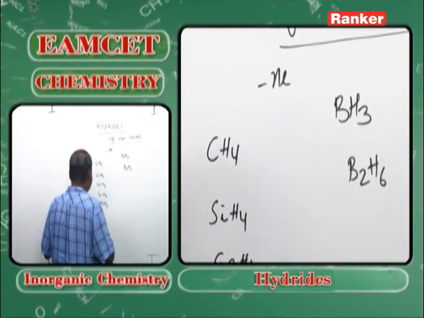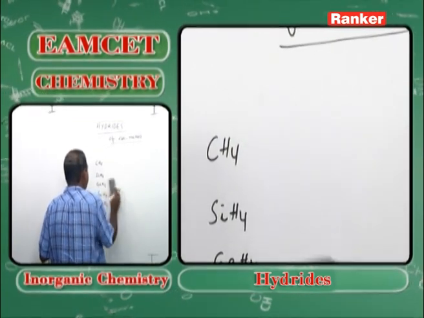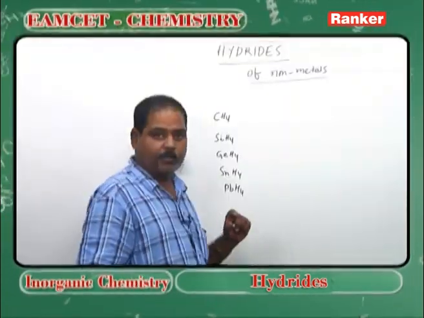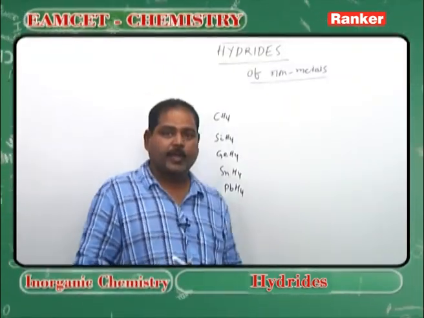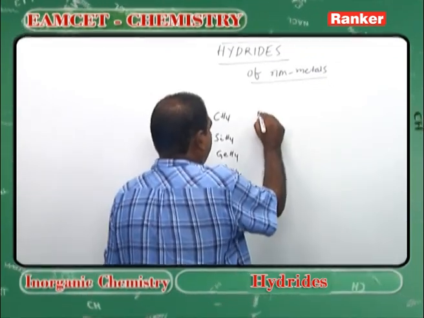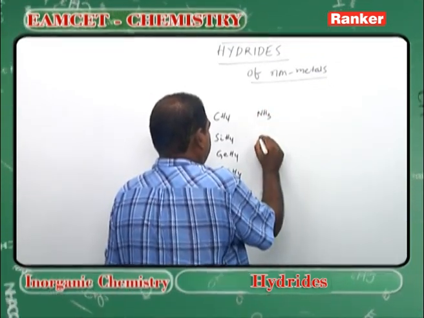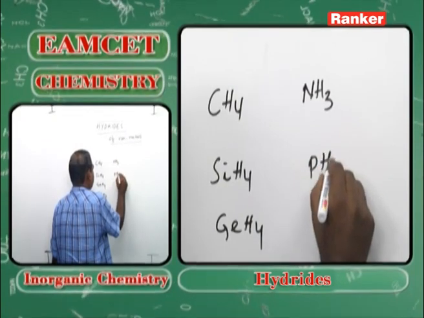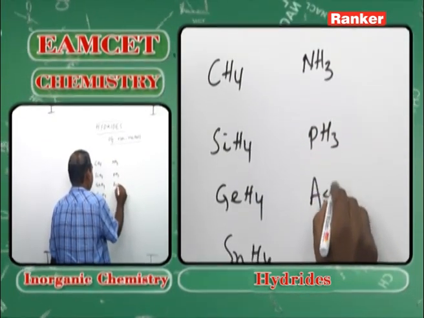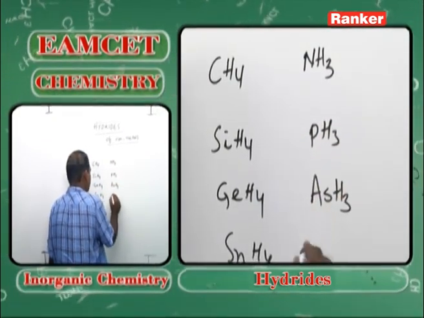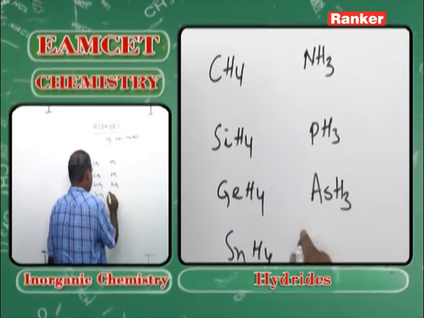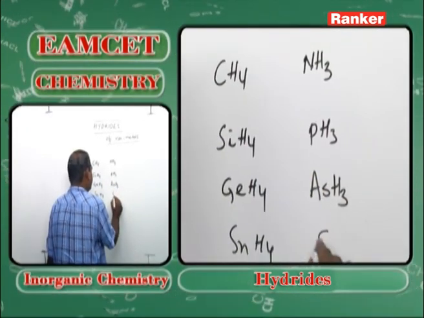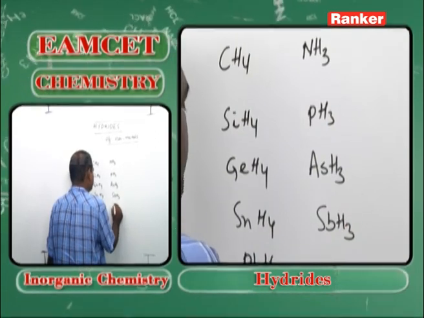Now, these are the hydrides of group 4A: carbon, silicon, germanium, stannum, plumbum. And hydrides of the fifth group: NH3, PH3 phosphine, AsH3 arsine or arsane, stibine, bismuthine.